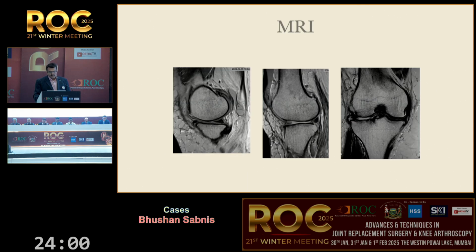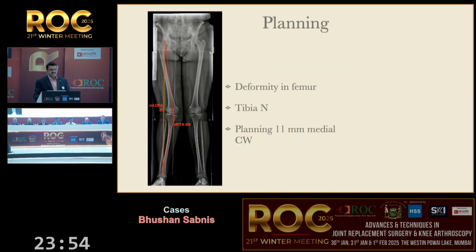The MRI shows grade 4 arthritis in the lateral compartment. Of course, we can think of lateral uni, but her weight bearing axis is falling way outside. It's 125% in terms of the tibial plateau. So it's a very severe deformity. As you can see, her MPTA doesn't seem that bad. Her LDFA is affected. So the deformity seems to be more in femur.